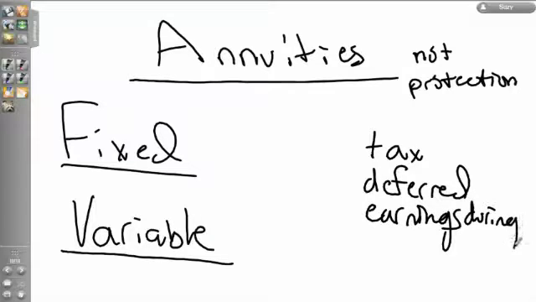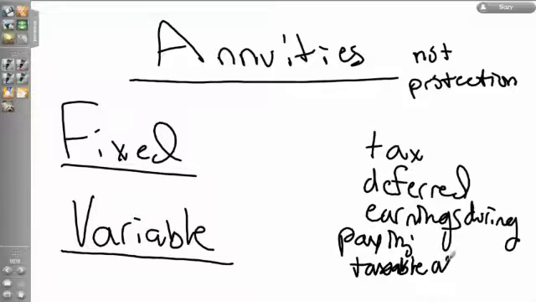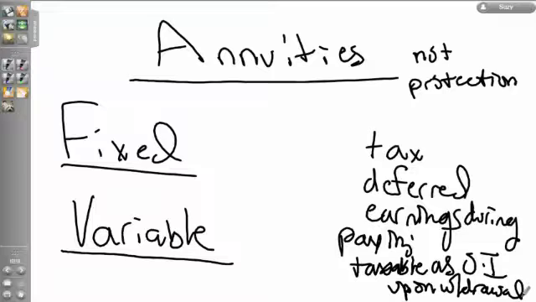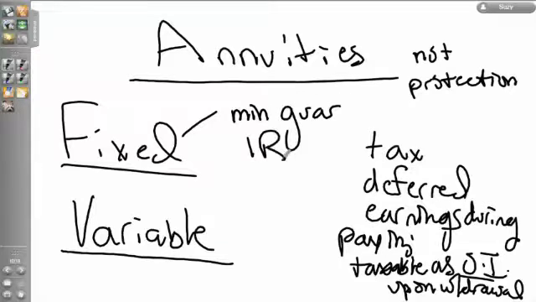And we'll talk all about this. In exchange for the earnings, it will be taxable as ordinary income upon withdrawal. So you do not get long-term capital gains in an annuity product ever. Ordinary income is what will be owed upon withdrawal. So this fixed product can be sold with just your insurance license. It has a minimum guaranteed interest rate.